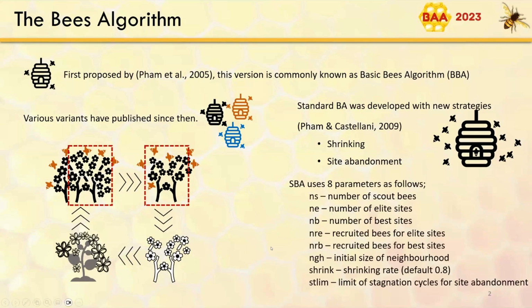Standard Bees algorithm uses 8 parameters. As most of you know, these are the scout bees number, elite sites number, number of best sites, and recruited bees for both elite and best sites, and initial size of neighborhood, shrinking rate, and stagnation limit, which is added in this version.